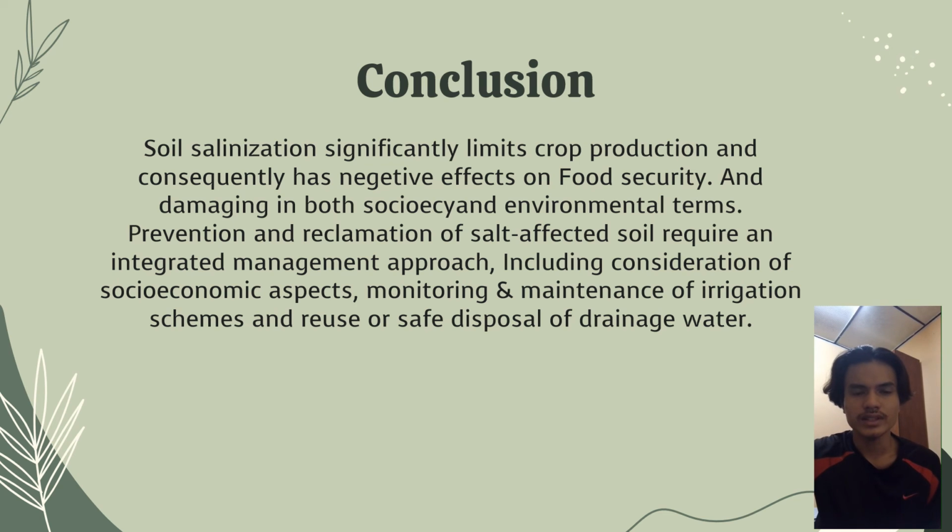The conclusion is that soil salinization significantly limits crop production and consequently has a negative effect on food security, and is damaging in both social and environmental terms. Prevention and reclamation of salt-affected soil require an integrated management approach, including consideration of socio-economic aspects, monitoring and maintenance of irrigation systems, and the use of safe disposal of drainage water.